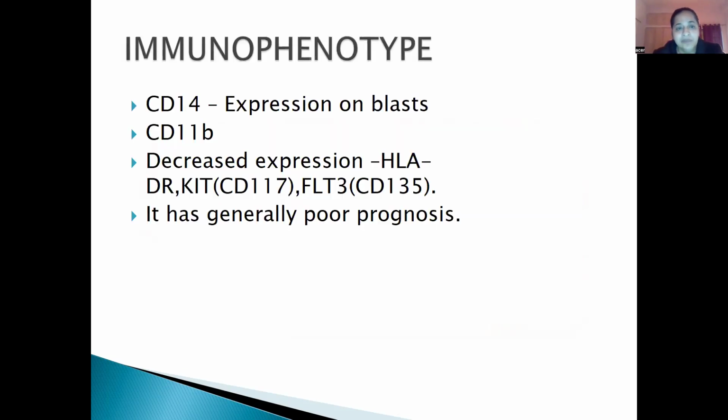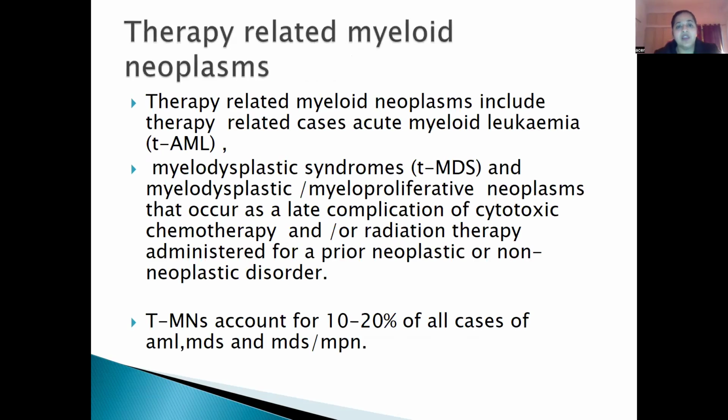Okay. There will be CD14 expression and decreased expression of HLA-DR, and it has generally got a poor prognosis. So basically, what we are talking about is myelodysplasia related AML, which has got a poor prognosis. Now, therapy related, after therapy, acute myeloid leukemia can be present.